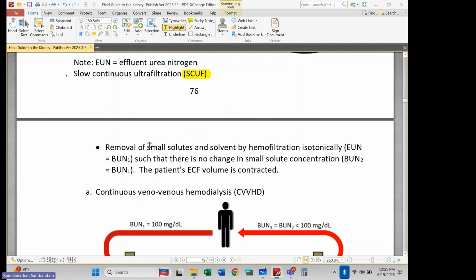Stated differently, small solutes and solvent are removed from the patient isotonically. EUN and BUN are 1. There is no change in small solute concentration, and the patient's ECF volume is contracted.